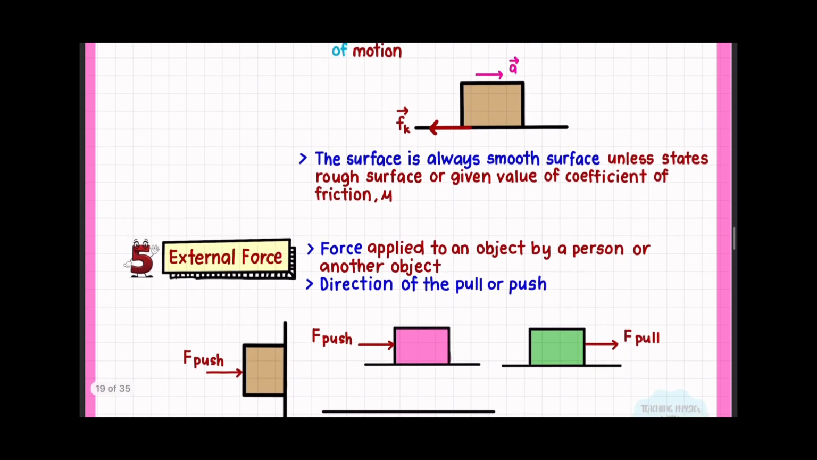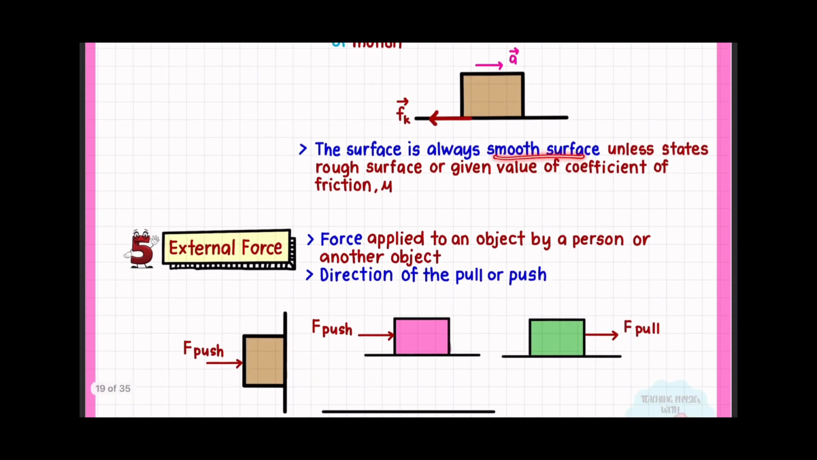Right, so next, the surface is always smooth surface unless state rough surface or given the value of coefficient of friction. Okay, so kalau soalan tak cakap, maksudnya kita punya consideration tu smooth surface lah. Tapi kalau dalam soalan sebut perkataan rough surface ataupun dia diberi mu, dia tak cakap lah kat awak rough surface, tapi dia bagi awak coefficient of friction. So dalam soalan tu ada friction lah.